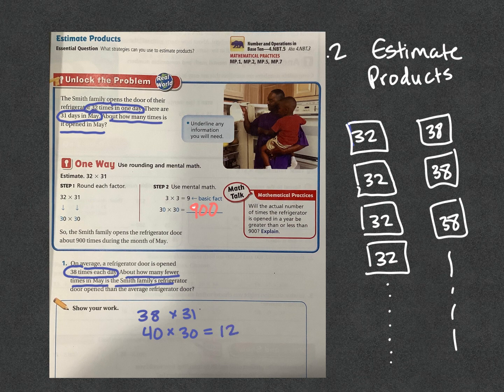And we have 1, 2 zeros on the end, 1, 2. And their question was about how many fewer times. When we're asking how many fewer, or how many more, or what's the difference between numbers, what calculation is that? You're right, it is subtraction. So we'll take the larger value of 1200, and from it we will subtract the Smith family's estimate of 900, and we get 300. So on average, the Smith family opens their door about 300 times fewer in the month of May than the average family.